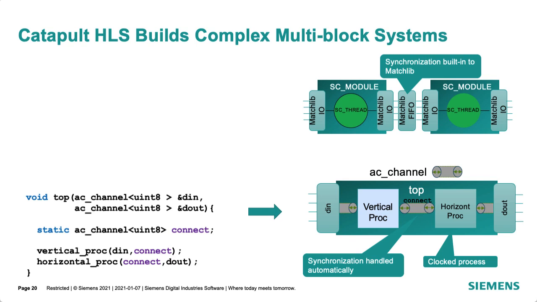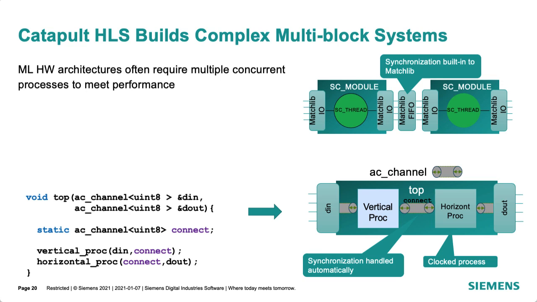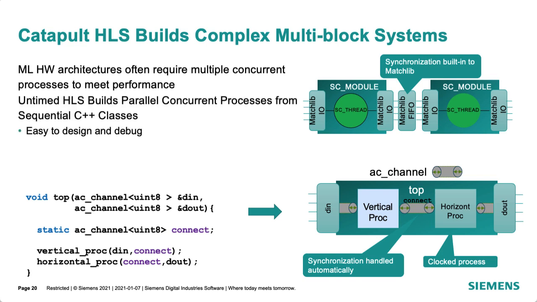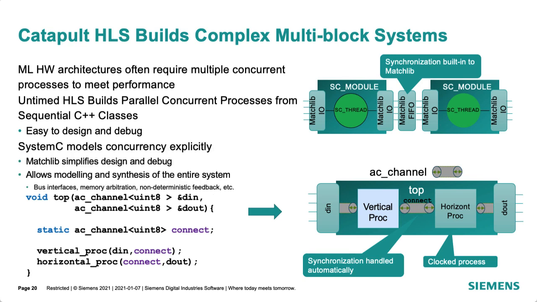High-level synthesis can build complex multi-block systems from C++ or SystemC. Machine learning hardware architectures often require multiple concurrent processes in order to meet performance requirements. Untimed C++ builds parallel concurrent processes from sequential C++ classes, and the advantage of doing designs using untimed C++ is that it is easy to design and debug because it is a single-threaded design description. SystemC allows designers to explicitly model concurrency, and the MatchLib library simplifies design and debug.